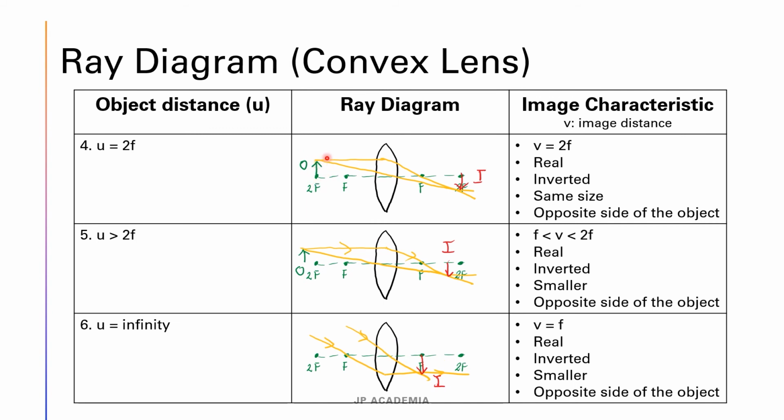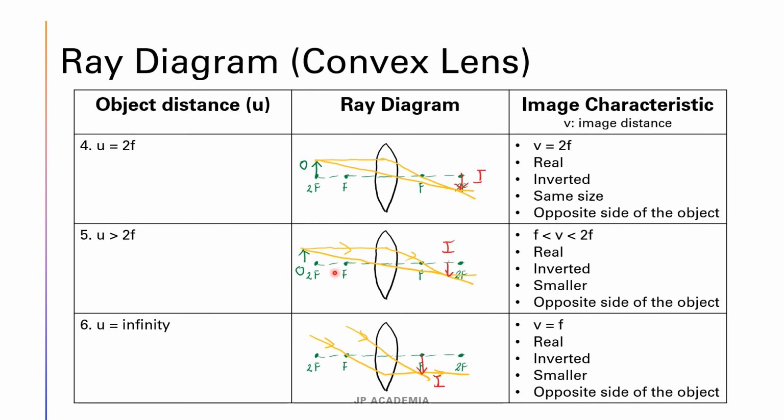Next, when the object is placed at 2f, we have the following characteristic. So the image is formed at v is equal to 2f. It is real, at the same side of your refracted rays. It is inverted, same size, and opposite side of your object.